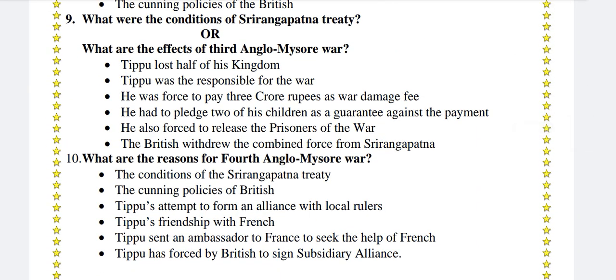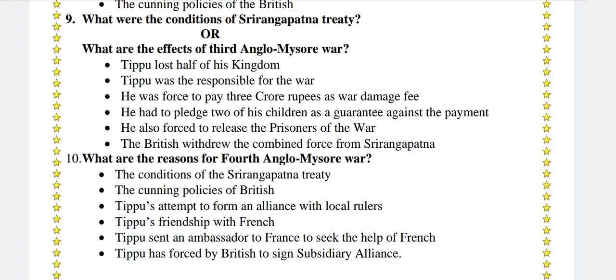What were the conditions of Srirangapatna Treaty? Or what are the effects of Third Anglo-Mysore War? Tipu lost half of his kingdom. Tipu was responsible for the war. He was forced to pay 3 crore rupees as war damage fee. He had to pledge two of his children as guarantee against the payment. He was also forced to release the prisoners of the war. The British withdrew the combined forces from Srirangapatna.